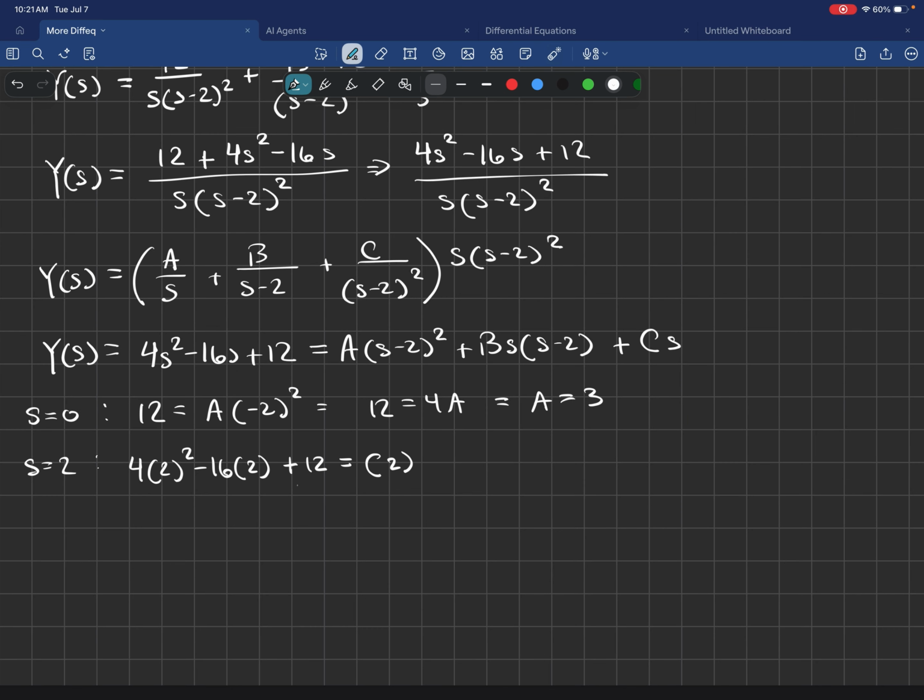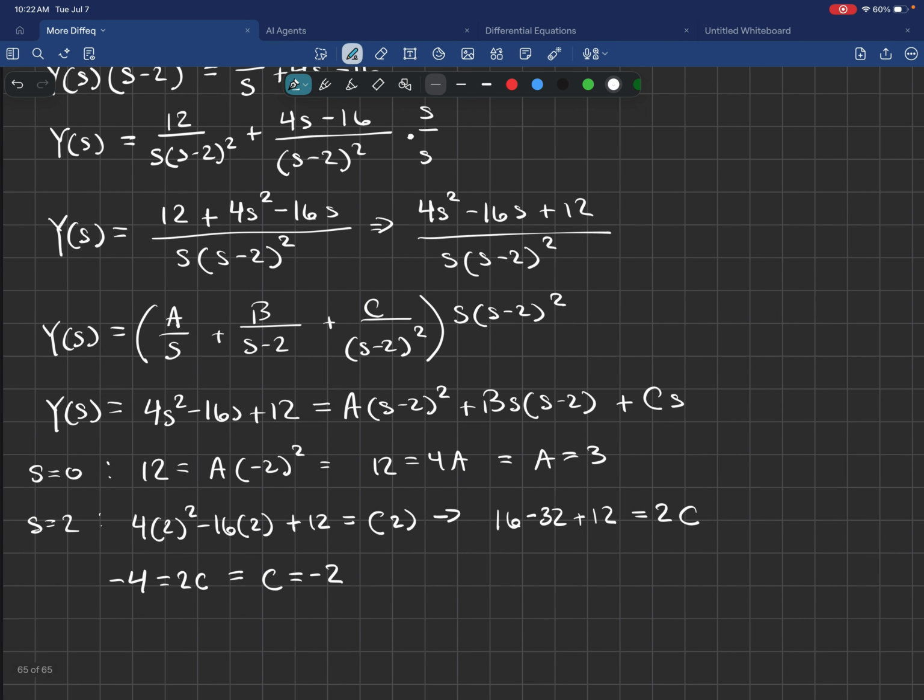So now we have this, which we can break down to 16 minus 32 plus 12 equals 2c. And that just becomes c equals -2. So our next step is to find b.